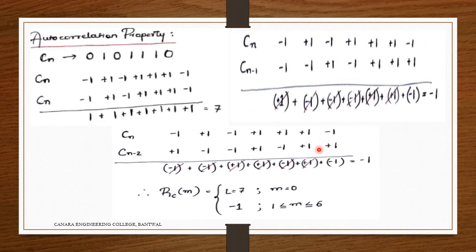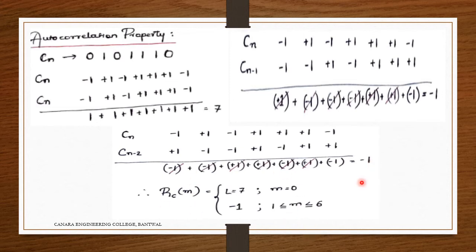Again I'm going to multiply this. Minus 1 plus 1 minus 1 plus 1 plus 1 plus 1 plus 1 minus 1 minus 1 plus 1 plus 1 plus 1 minus 1 into minus 1 plus 1 plus 1 into minus 1 minus 1, minus 1 into plus 1 minus 1. So again I'll cancel each other. Minus 1 plus 1 minus 1 plus 1 minus 1 plus 1. So what is the remaining? Minus 1. So similarly for up to 6, Cn minus 3, Cn minus 4, Cn minus 5, it will come as a minus 1.